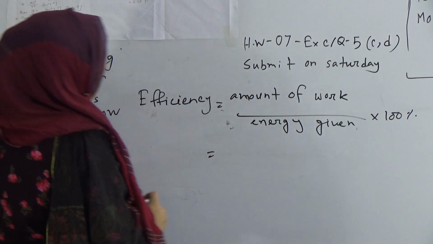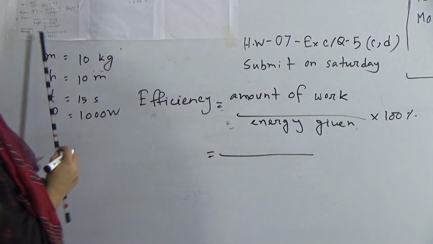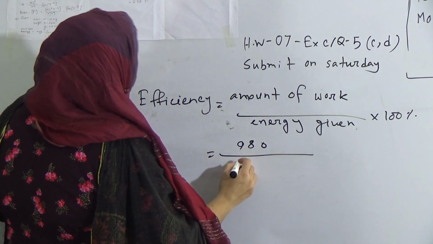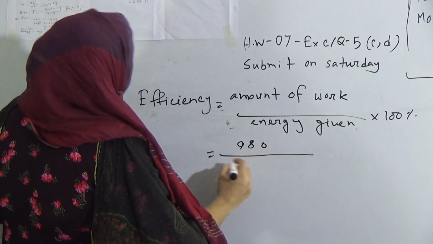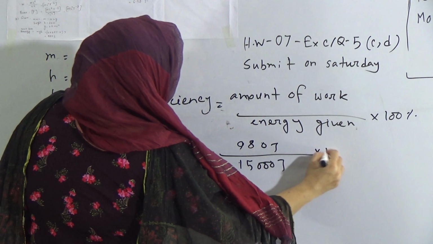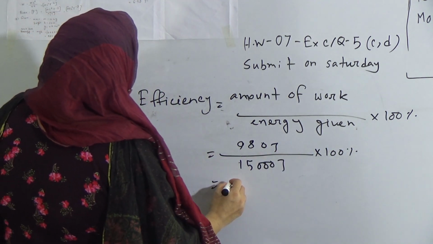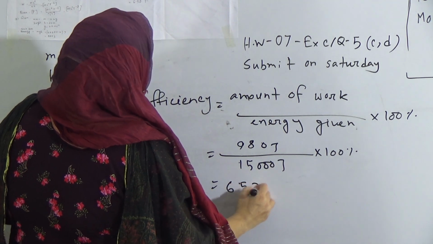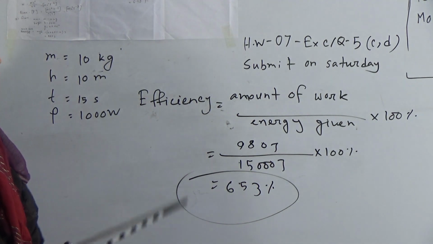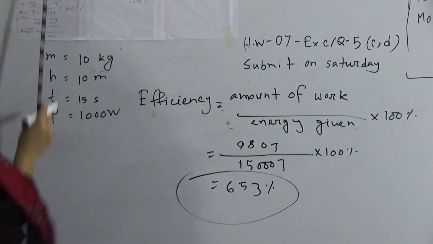Now the amount of work we have found is 980 joule, just put the value. And energy given is 15,000 joule, into 100%. That means it will be 6.53%. Okay, this is the value of efficiency. So my dear students, I hope all of you have understood question number C and D.